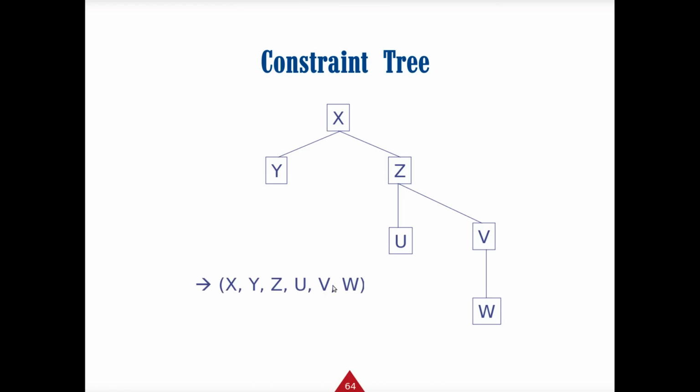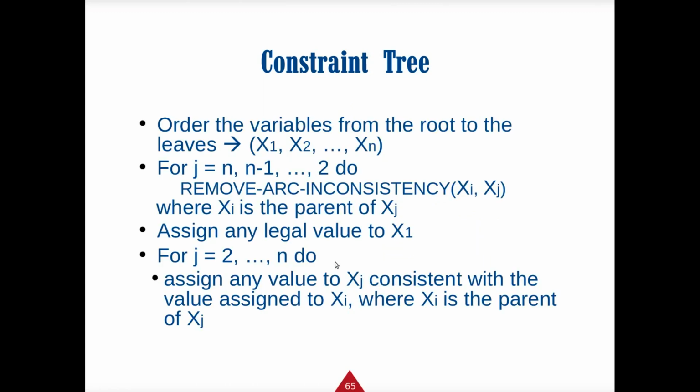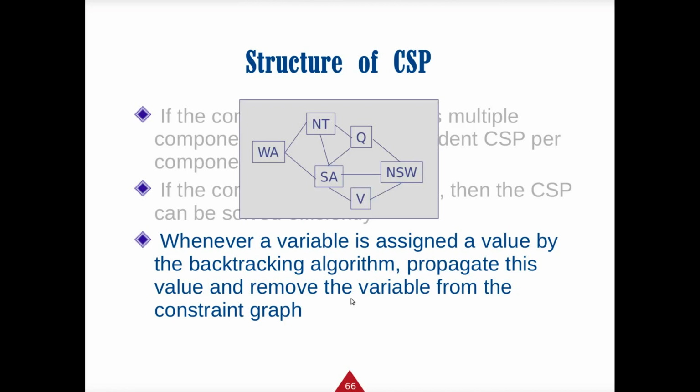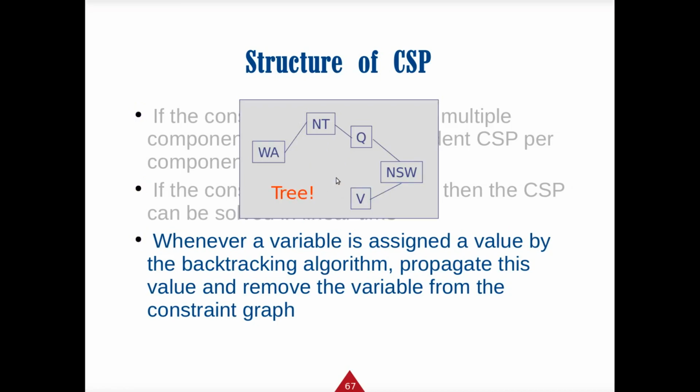So you're basically going from the root, going to the left, and doing Y, so we're doing a breadth first search. Then go through the variables from the leaves back to the root, from j equals n down to 2, and remove the arc inconsistencies where X is the parent of Y, then assign a legal value to the first variable, and then for j from 2 to n, assign values consistent with the parents. To show how this would work, you start with SA, remove it, and then make a tree out of it.